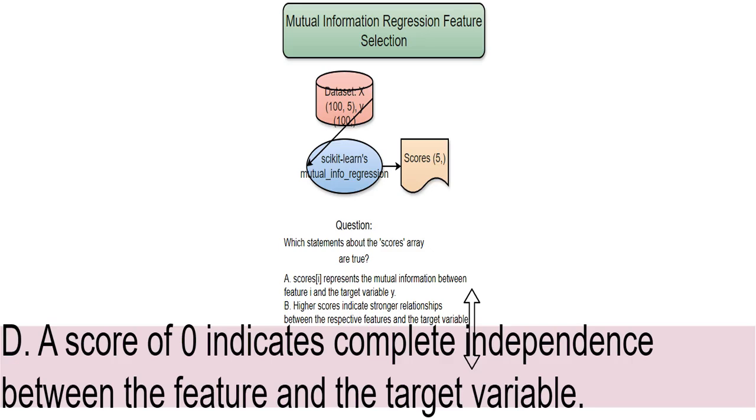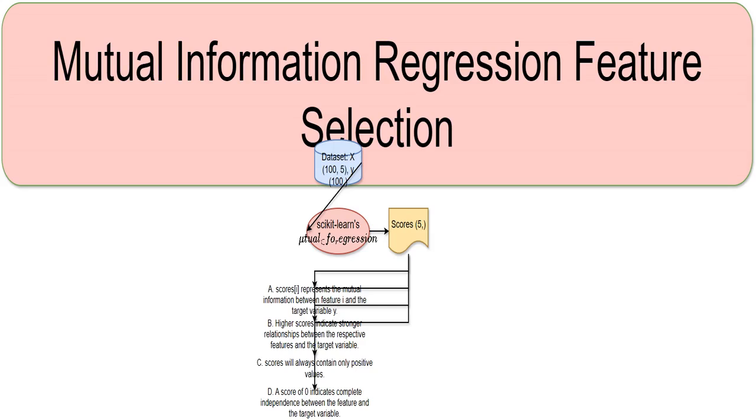I am using mutual information regression to pick the best features for my prediction model. It's like a detective searching for clues that are most relevant to the crime. This method helps me find features that are strongly related to the thing I am trying to predict.